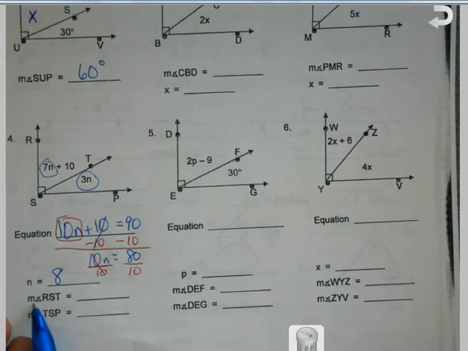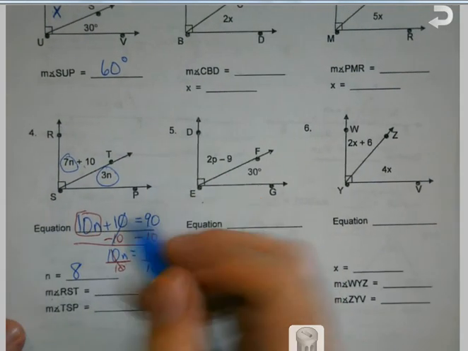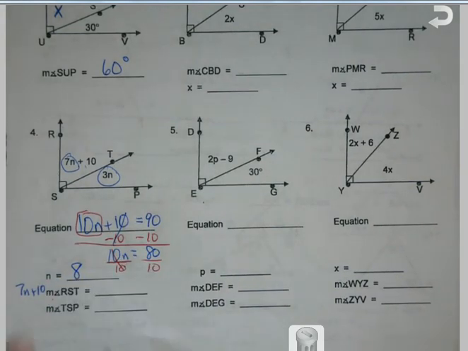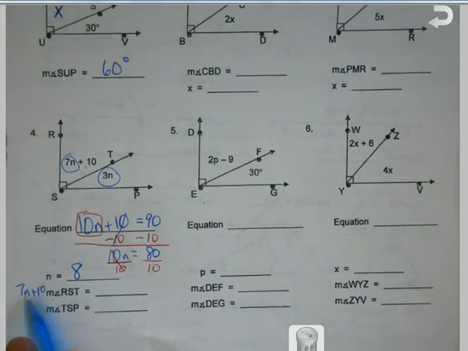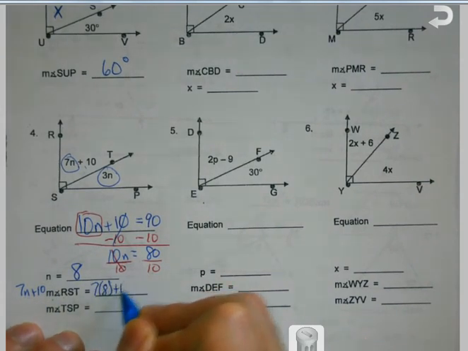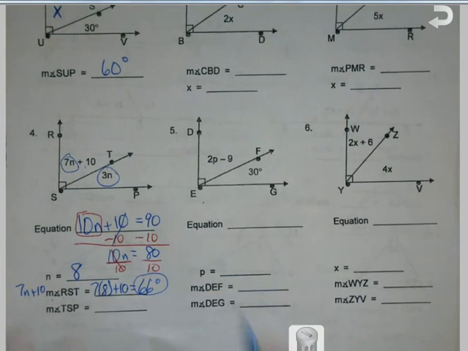Okay, the measure of angle RST. Okay, so it's my 7n minus 10 that I'm working with here. Oh, excuse me, 7n plus 10. I'm going to plug the n in, plug the 8 in for it. That's 56 plus 10? 66. Nicely done.